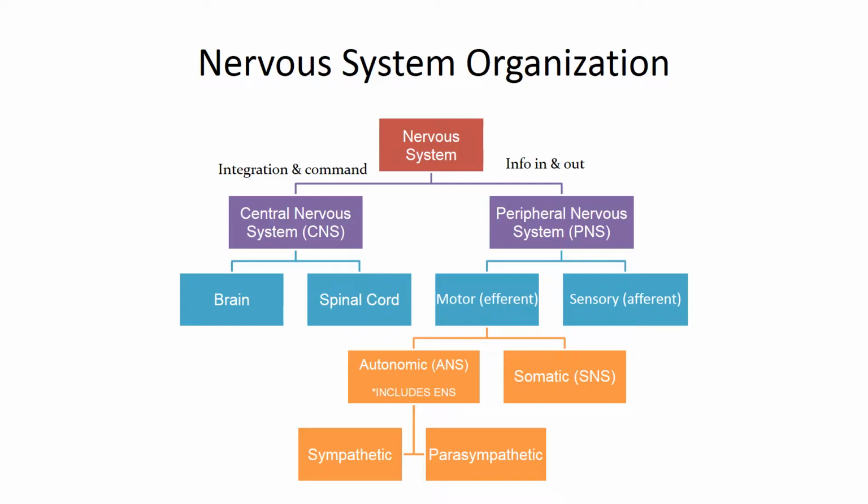Here is the nervous system organization that I mentioned. And within the autonomic, we also have the sympathetic nervous system, which mobilizes the body during emergency situations like fight or flight, and the parasympathetic, which conserves energy and promotes non-emergency functions like during resting and digesting.